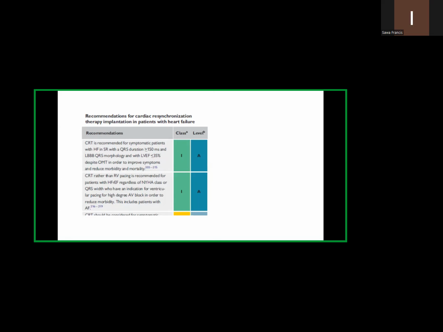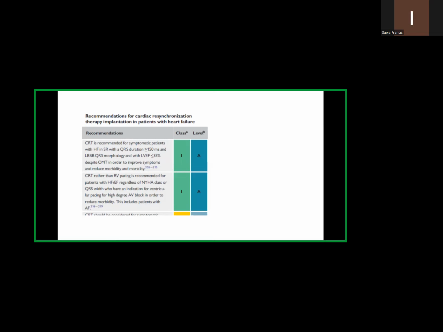So now if a patient has a need for pacing, this is also a class 1 recommendation. Maybe the patient has AV block, complete heart block, whatever, and has a need for pacing in order to reduce morbidity. If a patient in heart failure has a need for pacing, that patient should get a CRT. So you don't just put a pacemaker, the patient should get a CRT.